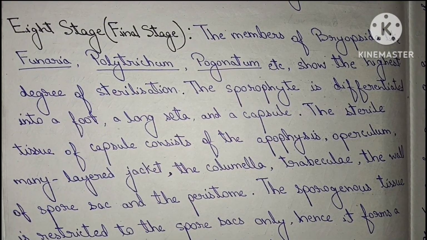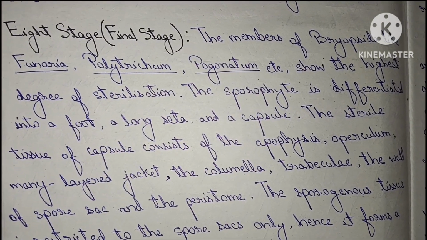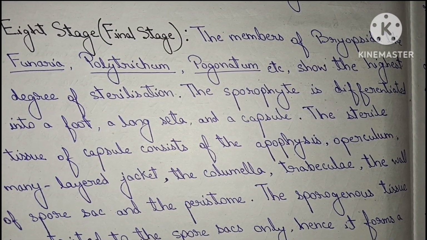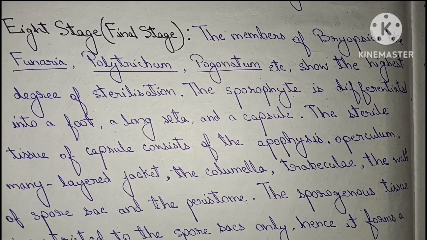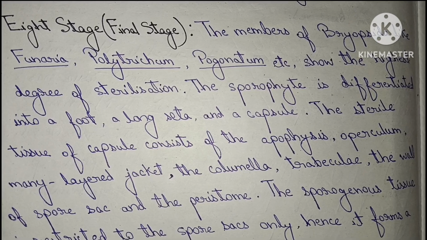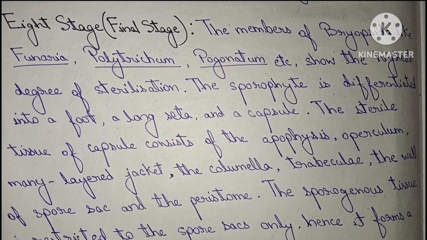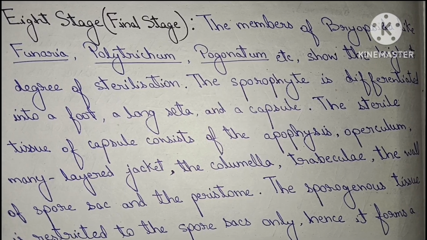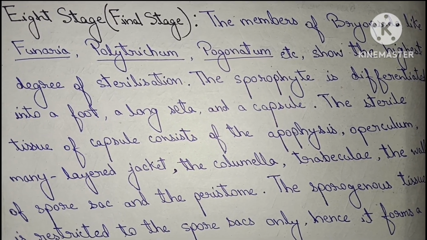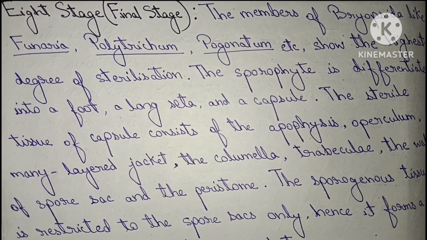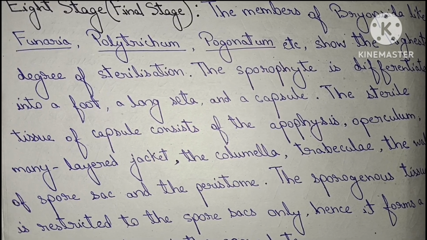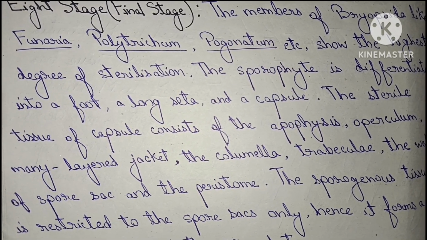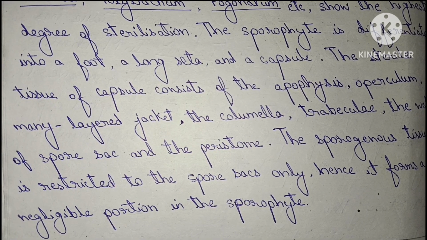Eighth or final stage. The members of Bryopsida like Funaria, Polytrichum, Pogonatum show the highest degree of sterilization. The sporophyte is differentiated into a foot, a long seta and capsule. The sterile tissue of capsule consists of the apophysis, operculum, many-layered jacket, the columella, trabeculae, the wall of spore sac and the peristome. The sporogenous tissue is restricted to the spore sacs only, hence it forms a negligible portion in the sporophyte.